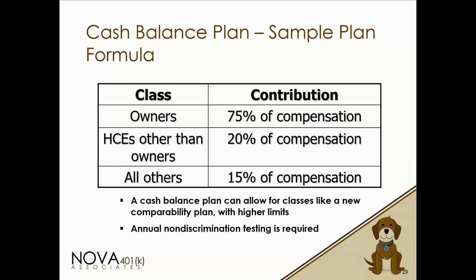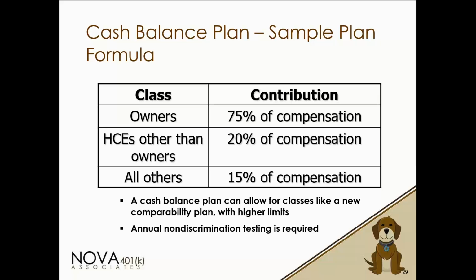So let's add in some more people to this example and look at some possible formulas. Pretty much anything under the sun is available, but we tend to stick to either some sort of percent of pay formula for a cash balance plan, or a flat dollar amount. This is what we call the pay credit or the contribution. The interest credit is typically going to be some sort of fixed rate, which we'll touch on in a sec.